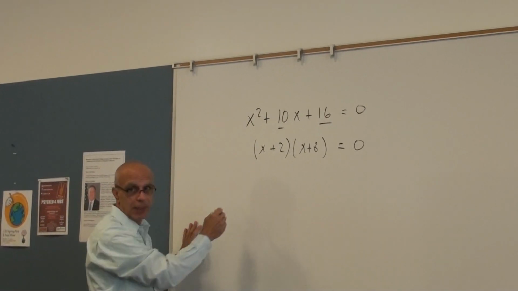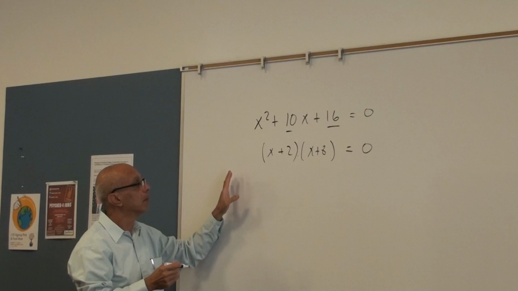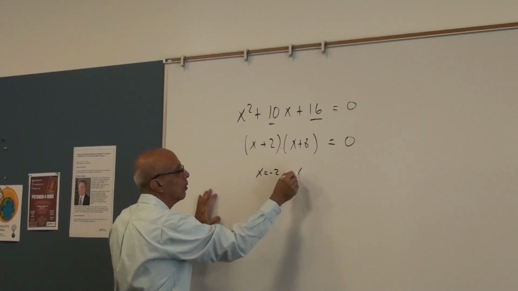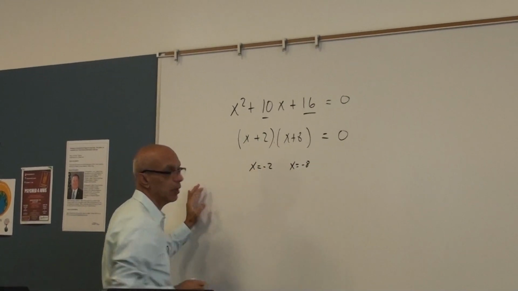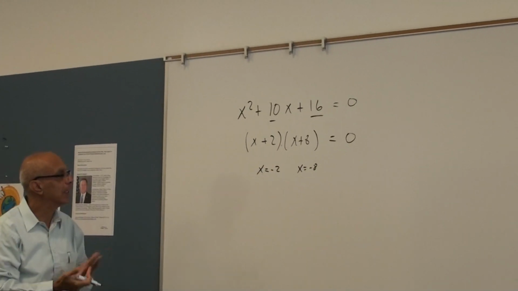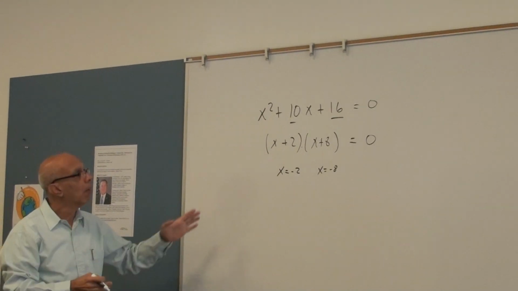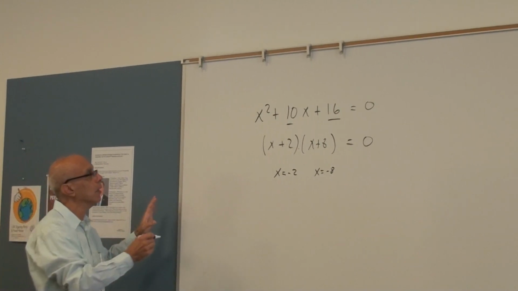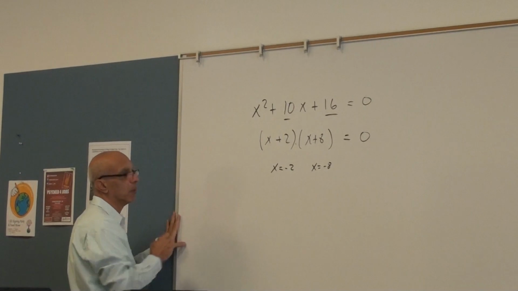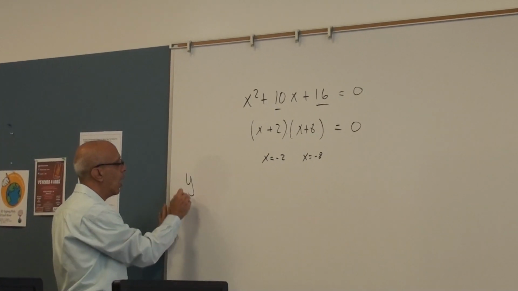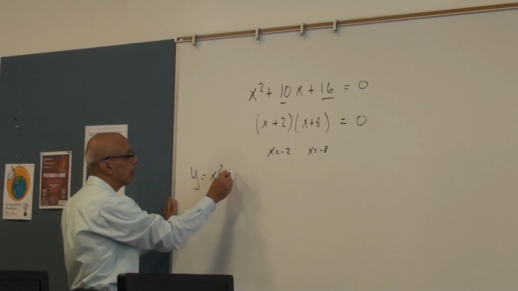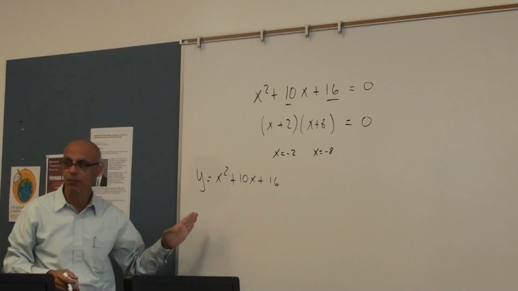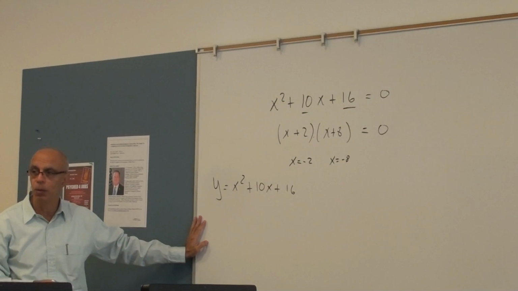So what is the value of x now? What is the value of x? Negative 2 and negative 8. Exactly. From here we see negative 2, and here that's going to be negative 8. So what does that really mean? Well, what is the graph of a quadratic equation? If I have y equals x squared plus 10x plus 16, I want to graph that. How's that going to look?